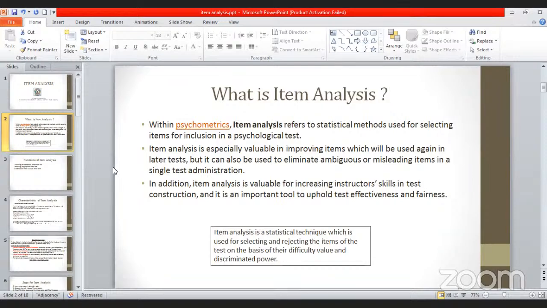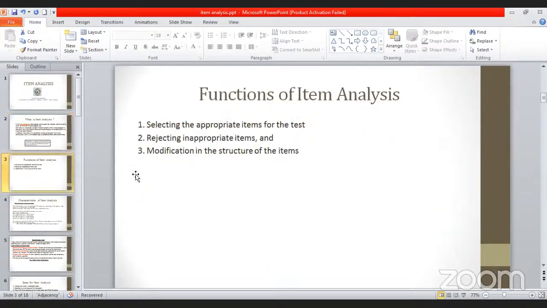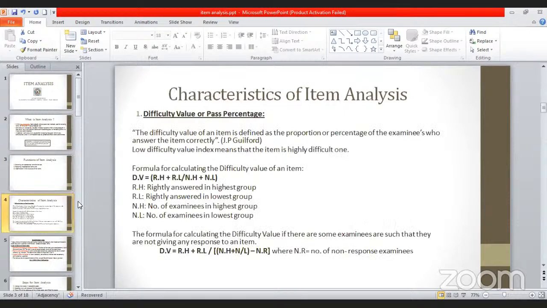So for a psychological test to be developed, first we have to do the framing of the items, and after that we will select the appropriate items, reject the inappropriate items, and modify the structure of the items. That is most necessary for item analysis. Now please tell me what is difficulty value. Anyone, please.